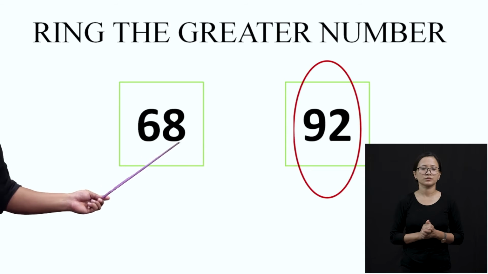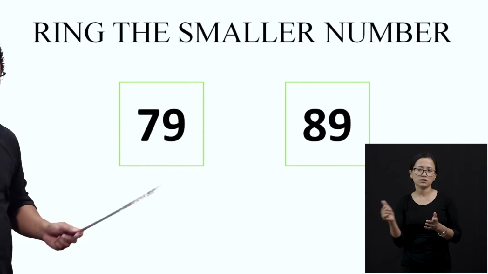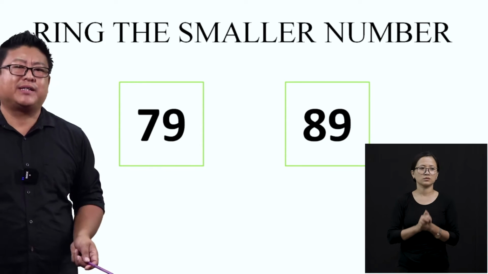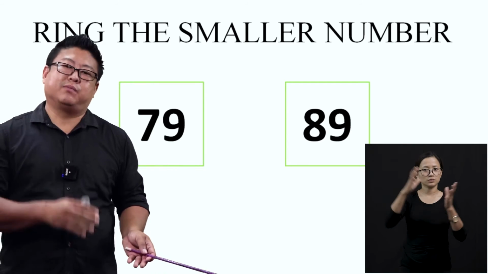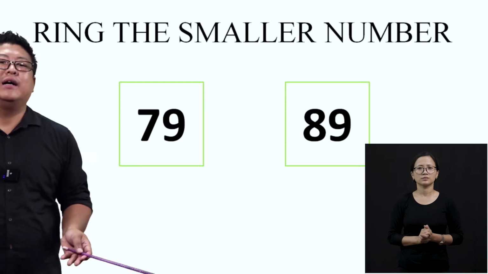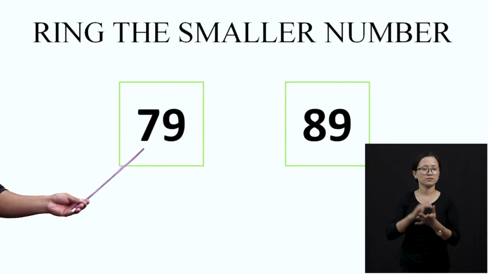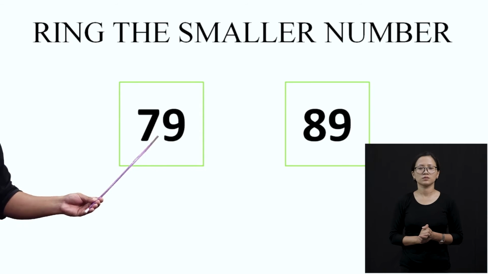All right. So let's look at another example here. But this time we will talk about finding the smaller one. It's almost the same. The only difference is one is bigger, one is smaller. So here we will identify the smaller number. Again, let's identify the places. For the first number, 79, we have 7 and 9.